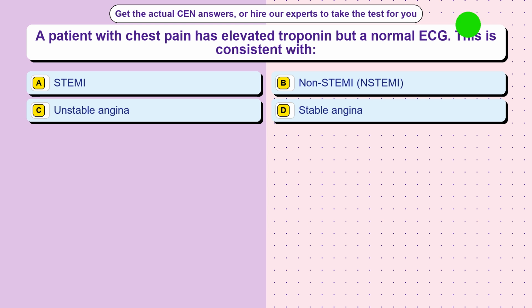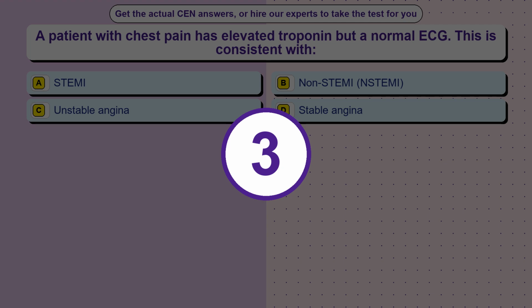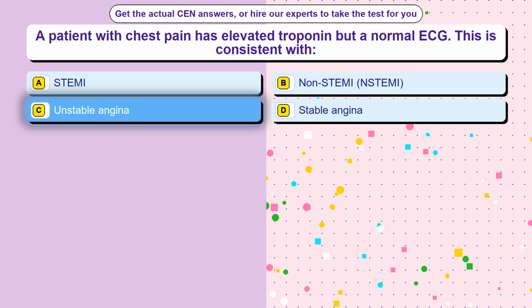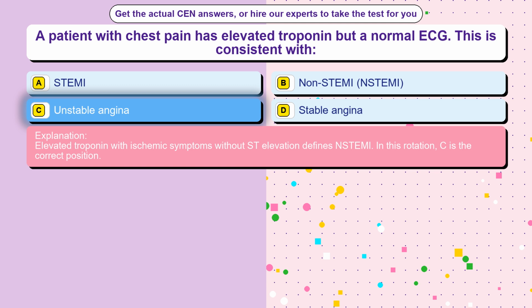Question 86. A patient with chest pain has elevated troponin but a normal ECG. This is consistent with Option A, STEMI. Option B, non-STEMI, NSTEMI. Option C, unstable angina. Option D, stable angina. The correct answer is option C, unstable angina. Elevated troponin with ischemic symptoms without ST elevation defines NSTEMI. In this rotation, C is the correct position.